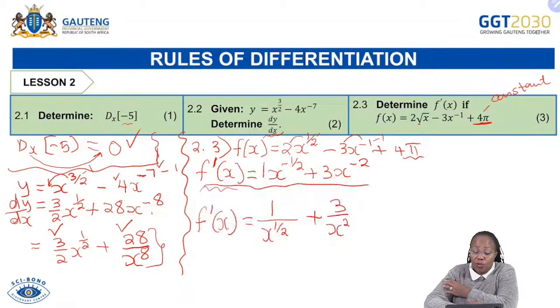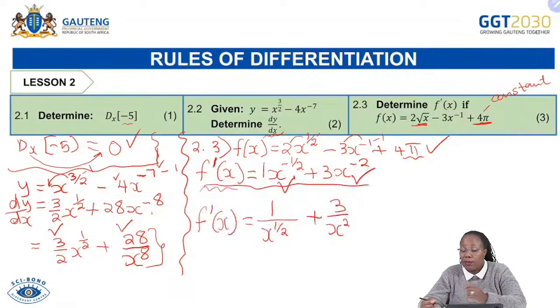Allocation of marks, it will be 1 mark for changing this set into its exponential form. The second mark will be for the first derivative, the third mark for the second derivative. That is how we allocate the 3 marks, grade 12s.